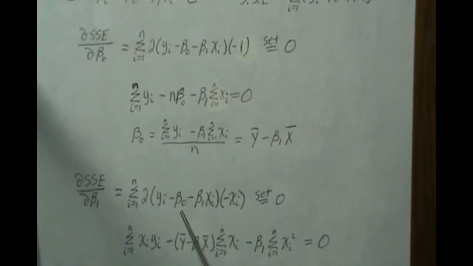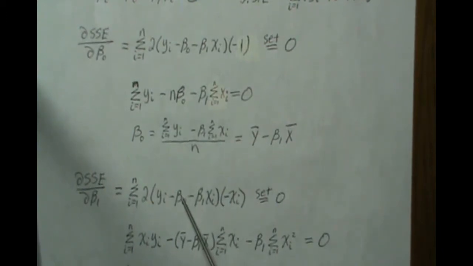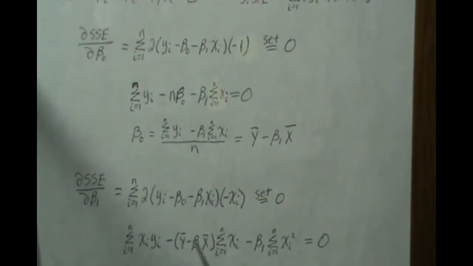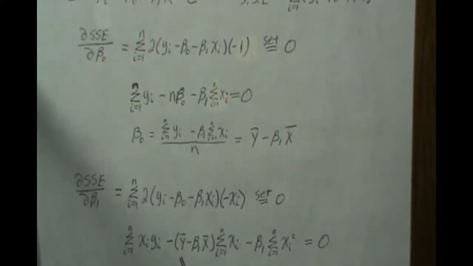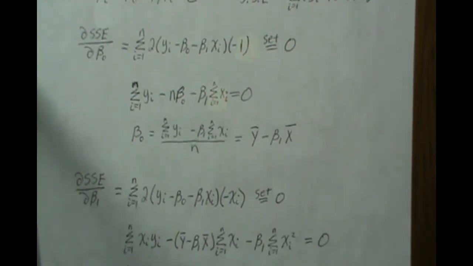Oh, and for beta 0, we put in this. So we plug that in here, which is what this is. And now it's times the sum of the xi. And then here we get beta 1, sum of the xi squareds. So in this problem, we multiply this into both sides, and then we take anything with a beta 1 to the other side.